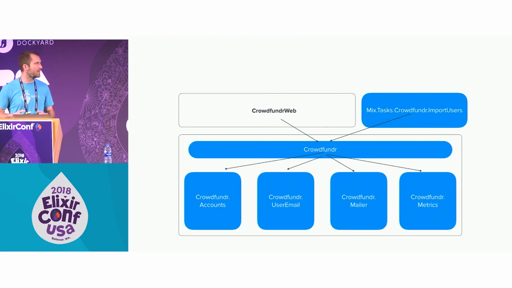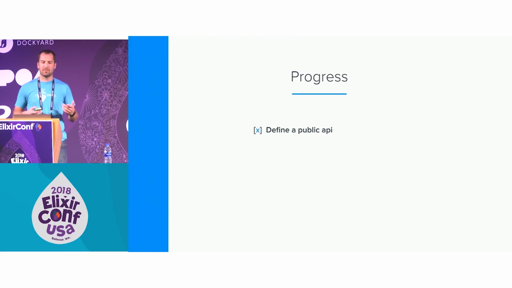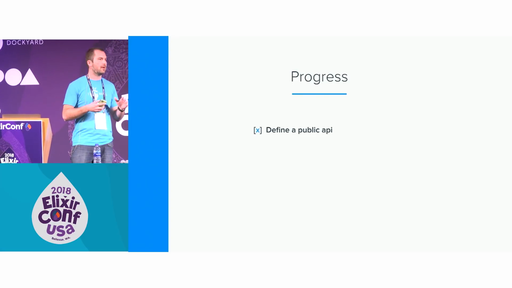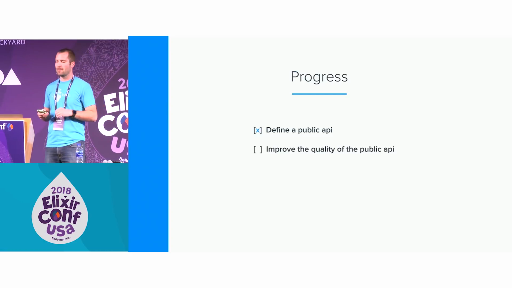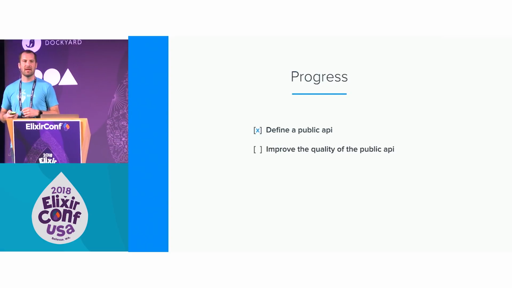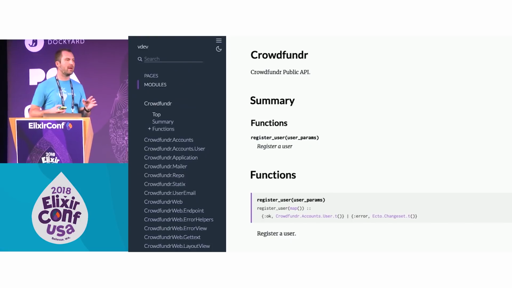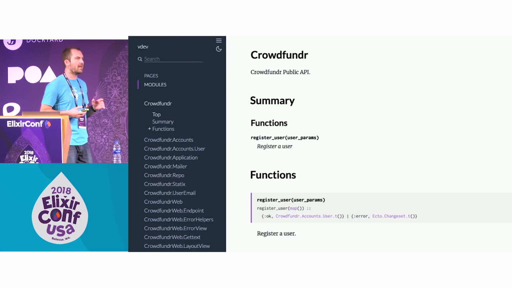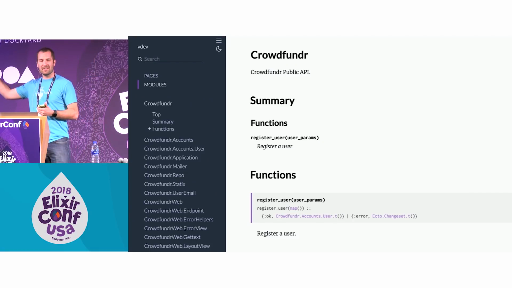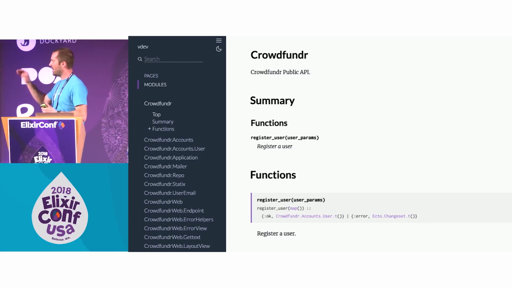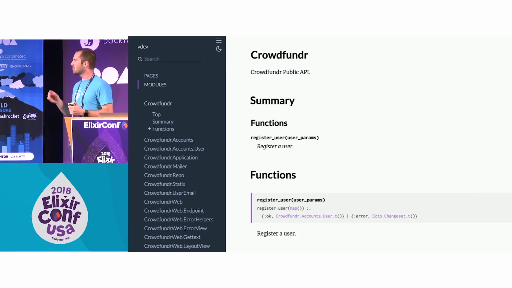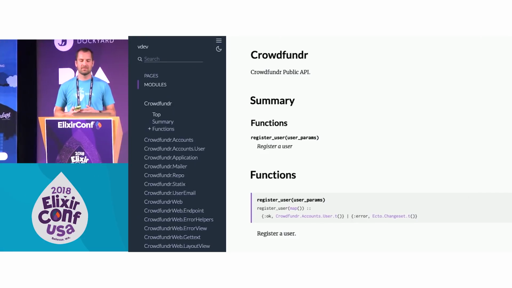Now we have this new layer here. And we've made some progress. We've defined a public API in our app, and this is our starting point for cleaning this up. Now we're going to iterate, and let's improve the quality of the API. And there's really no better way to visualize your API than to generate the documentation for it. And the nice thing is, here is our brand new API that we made. On the Crowdfundr module, we're exposing the functionality register user.